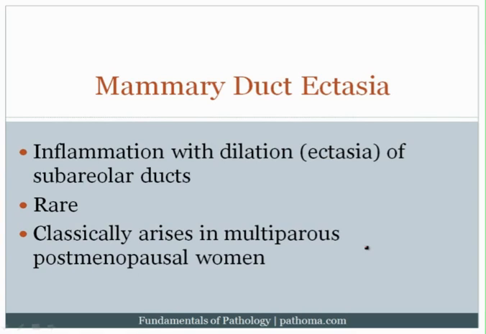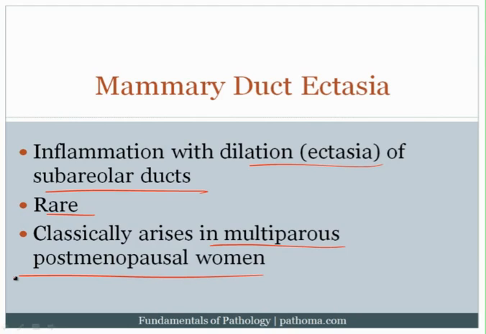So I say mammary duct ectasia is inflammation with dilatation of the subareolar ducts. It's relatively rare. It classically arises in multiparous postmenopausal women. Now, this is very important. The classic history on an examination would be that you would have a multiparous woman, but I want to highlight here that this is a mass, right, because it's going to form a mass because of the inflammation. This is a mass in a postmenopausal woman.